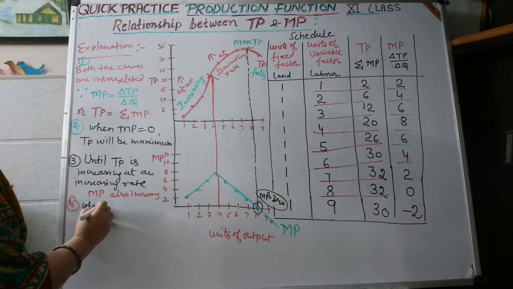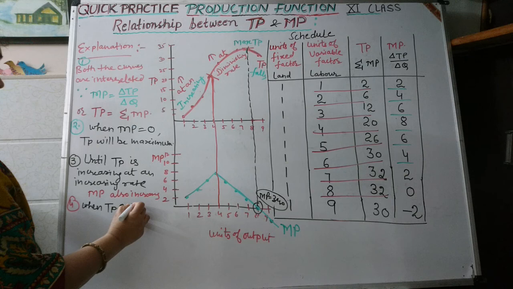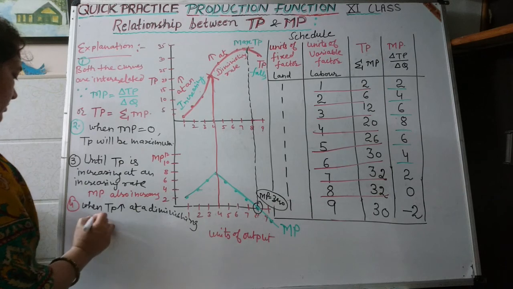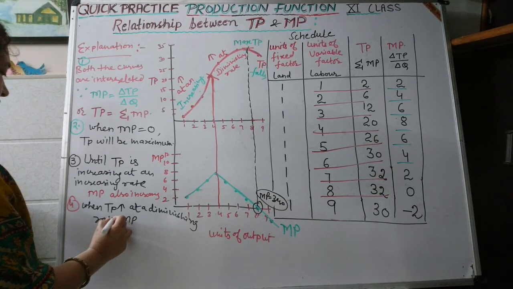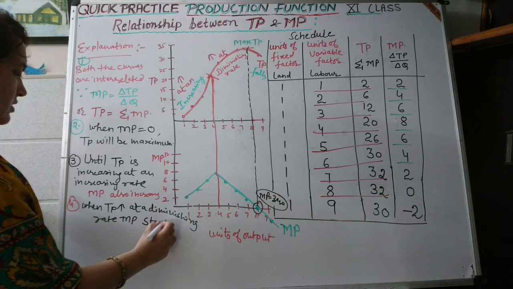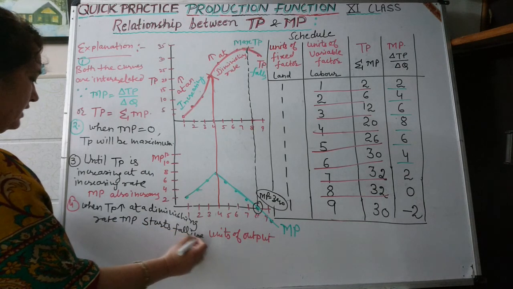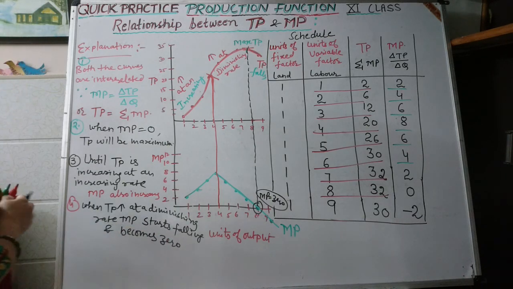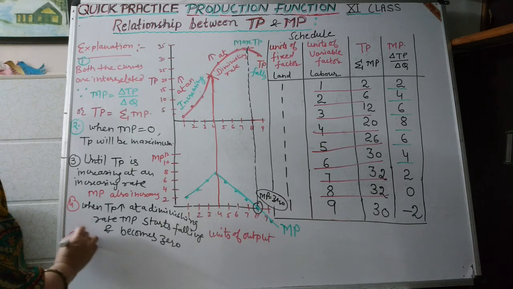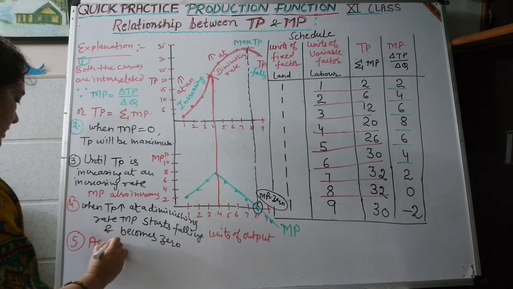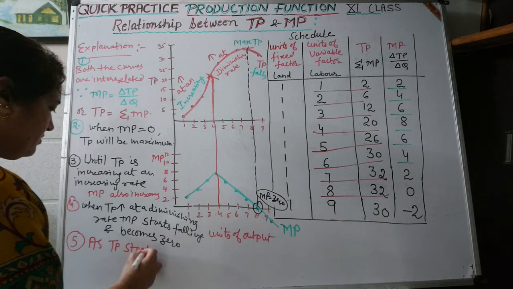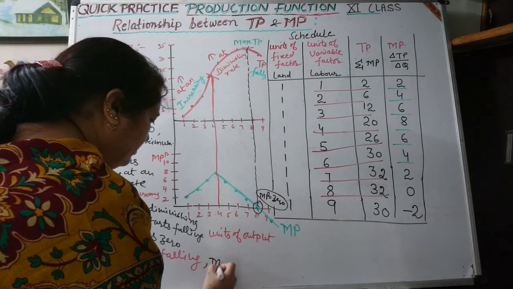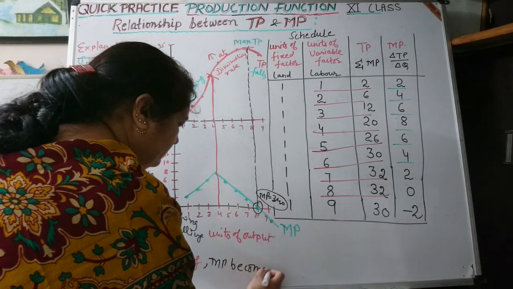Number 4, when TP increases at a diminishing rate, MP starts falling and becomes 0. Number 5, as TP starts falling, MP becomes negative.